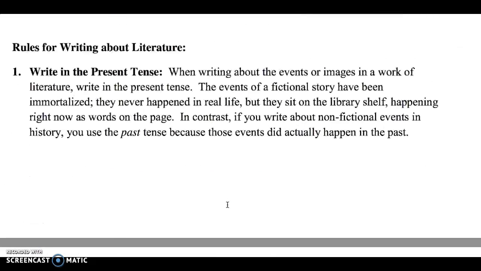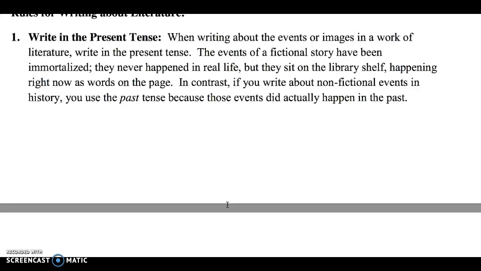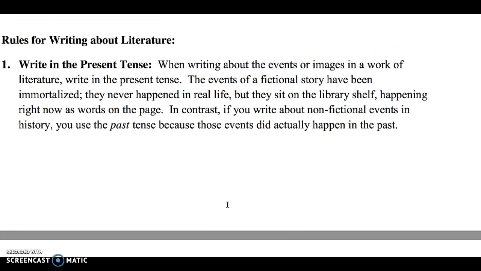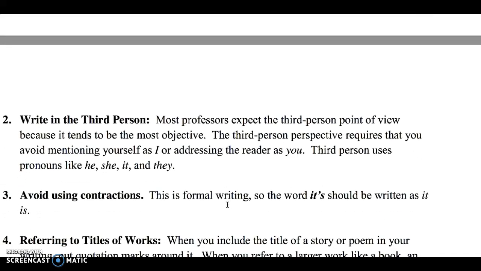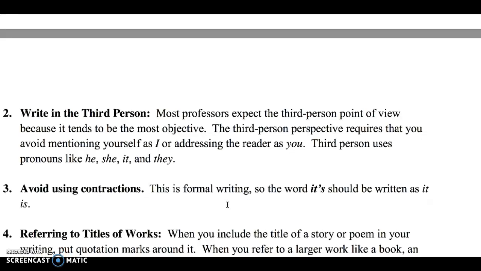Now, I won't go through all these now. I will go through these definitely probably at the end of this week as you start to write your first paper. But there are some rules about writing about literature. We always want to write in the present tense because these stories are all fiction. They're happening in their own world itself. They've never happened in real life. If you were writing about a nonfiction event, person, or place, then you would use the past tense because something already did happen in the past. We always write in third person unless I say it's okay to use I and put in your own perspective. You want to be the most objective.